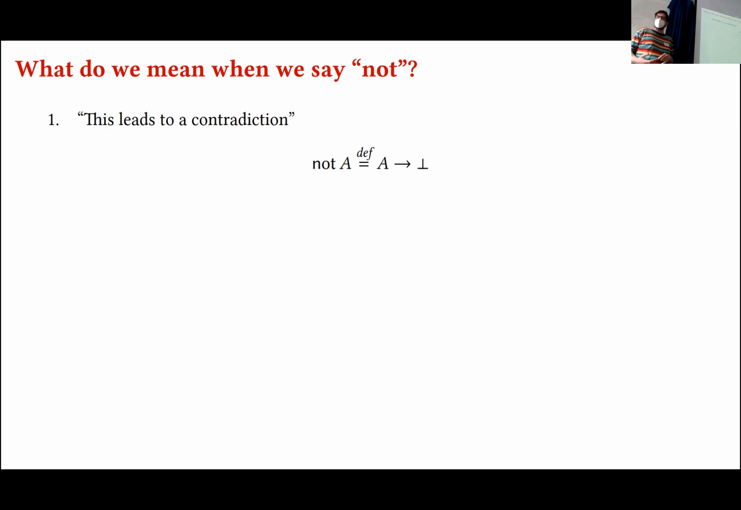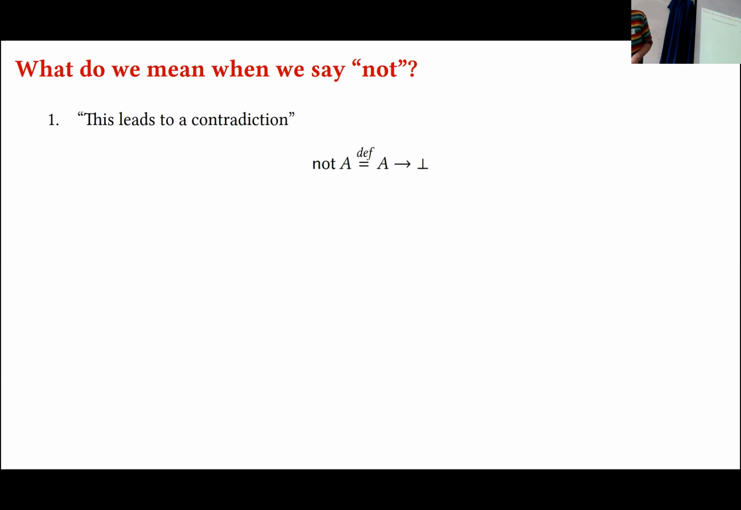But is this what we really mean by something's not true in real life? So we've all traveled here from wherever we live, and you ask the travel agent, is there a flight at this time? And they say no, right? And they don't do that because if there was a flight at this time, it would lead to a contradiction in the whole of international travel. What they've done is they've looked at the database and said no.